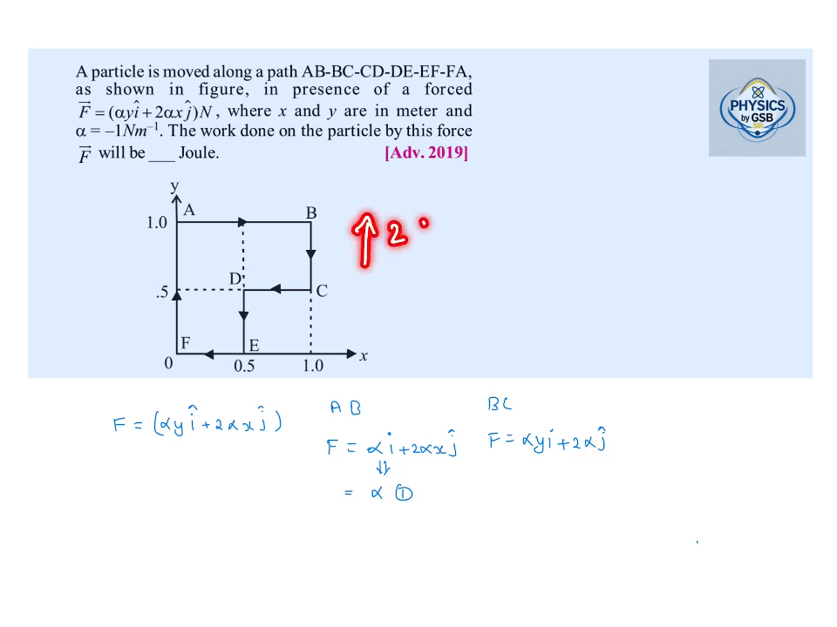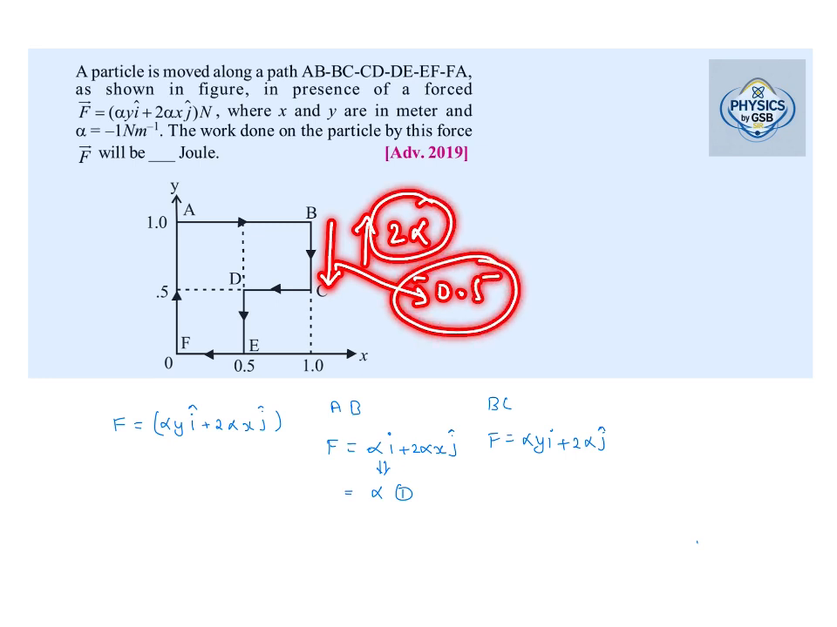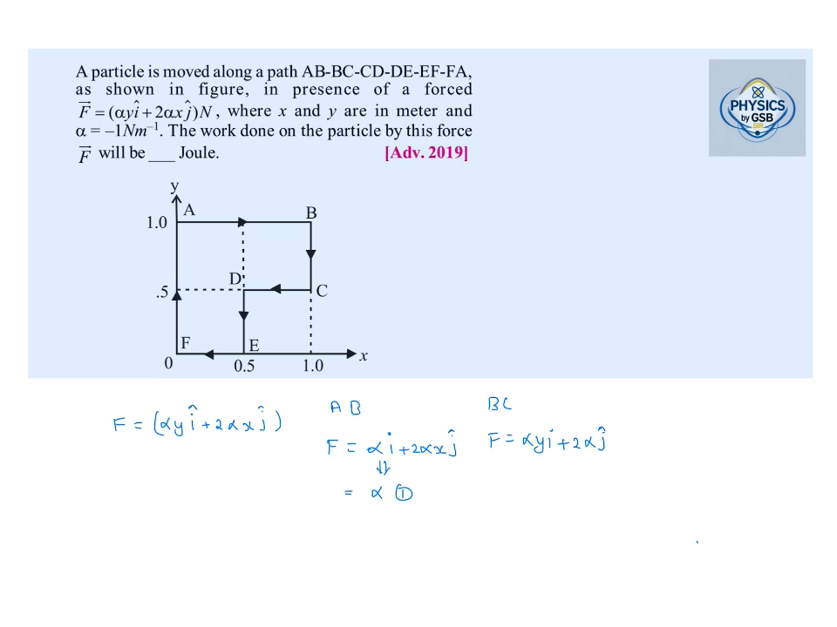The 2 alpha force is in the j direction and we are moving in the minus j direction. And what is the displacement? Displacement is 1 minus 0.5, that is, minus 0.5 displacement is there. Obviously, work done is negative. So this is force and this is displacement. So twice alpha into 0.5 comes out to be alpha, of course with a negative sign. So this is the work done in process BC.